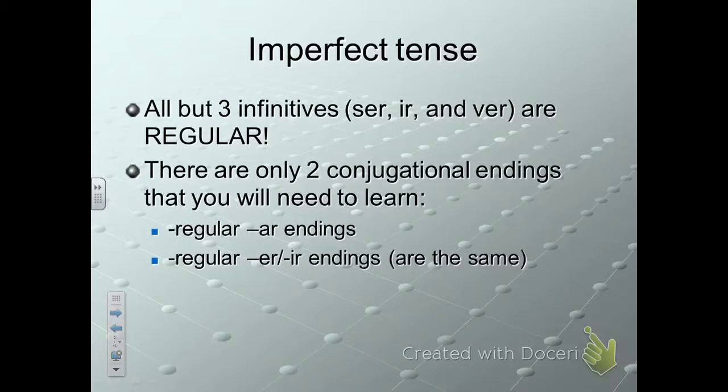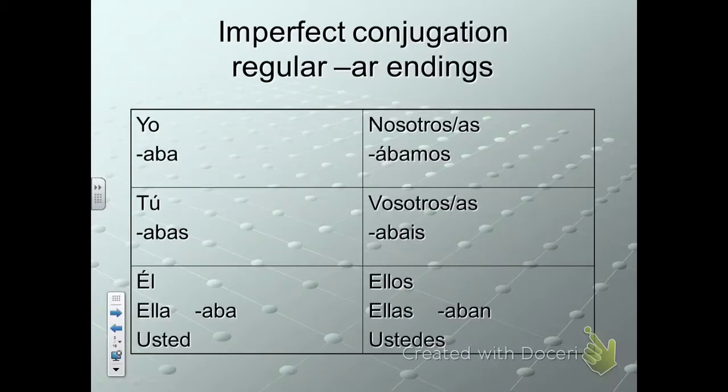ER and IR, just like in the preterite, are exactly the same. So, already sounding much better. So, AR endings, here they are. Yo, aba. Tú, abas. Él, ella, usted, aba. How do you know the difference? Context clues, yes.